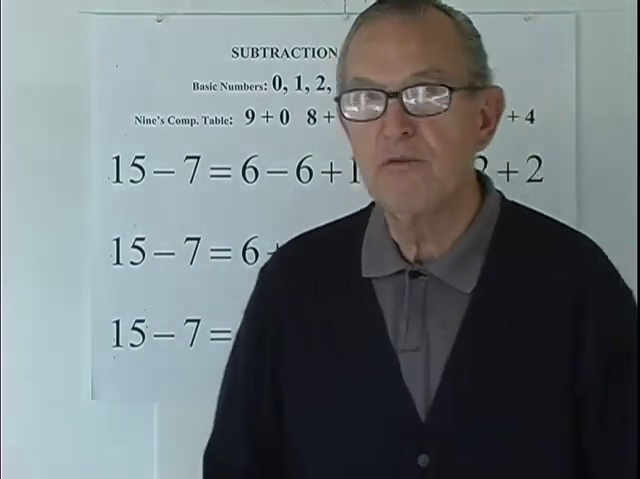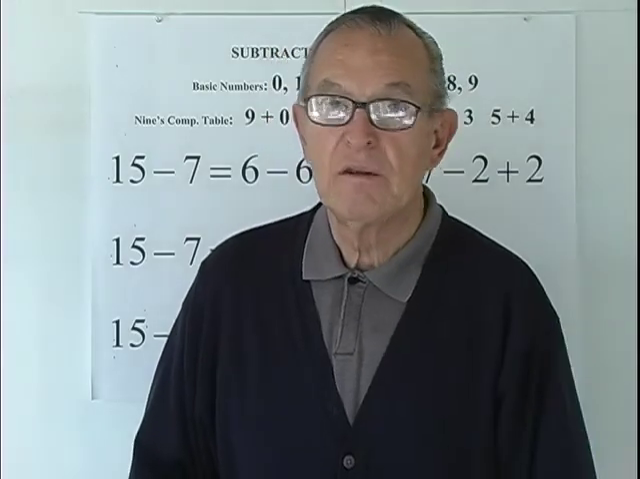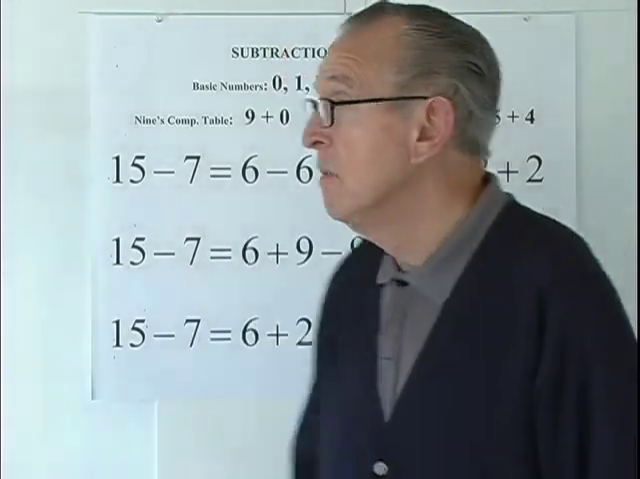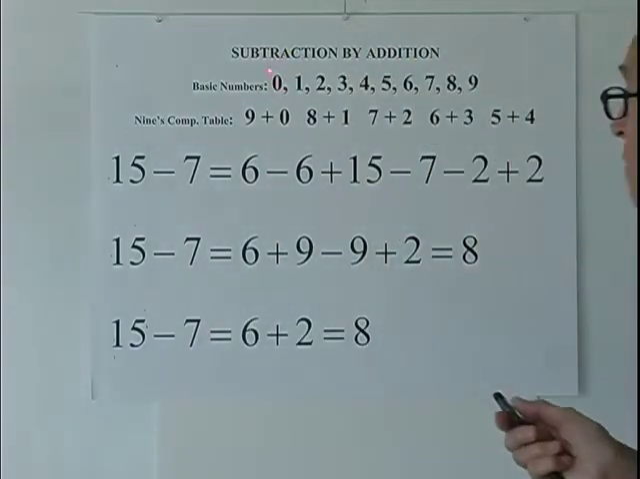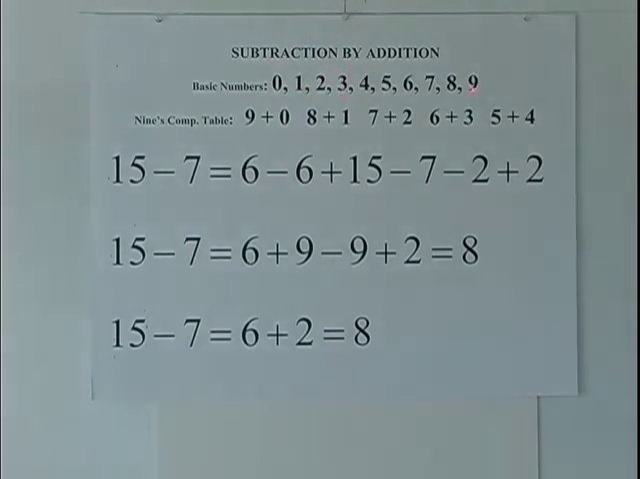In our base 10 numeration, there are 10 basic numbers. They are 0 through 9. We have these 10 numbers, and we can use one or more of these 10 numbers to write any other number. For example, if I want to write 15 minus 7, I would use 1, 5, and 7 one time each.